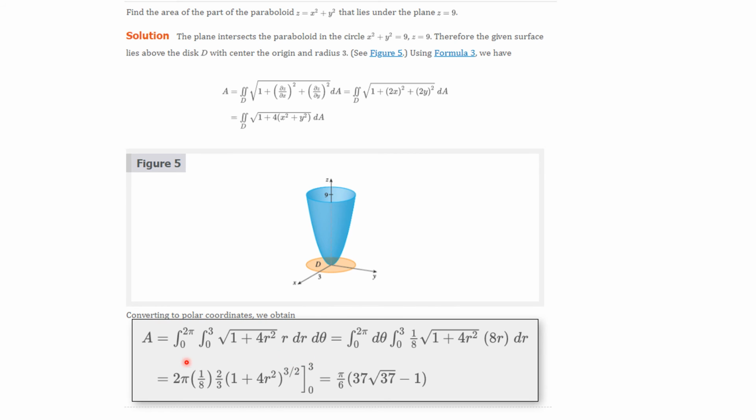So we integrate with respect to r first, getting this, and then we integrate with respect to theta, getting this. We plug in the numbers and we get pi over 6, parentheses, 37 times the square root of 37 minus 1. Make sure you can do calculations like this and make sure you verify these calculations. Again, I'm going to expect you to give me exact answers.